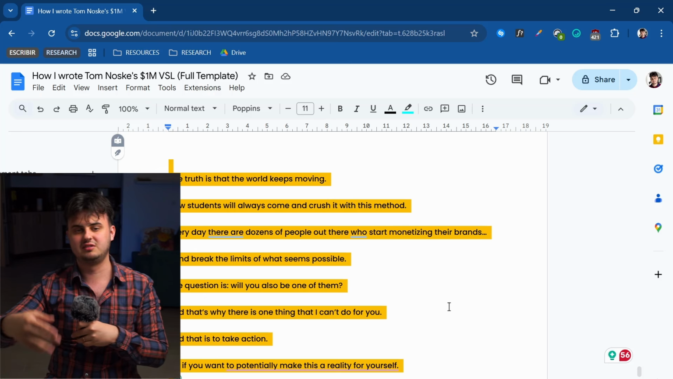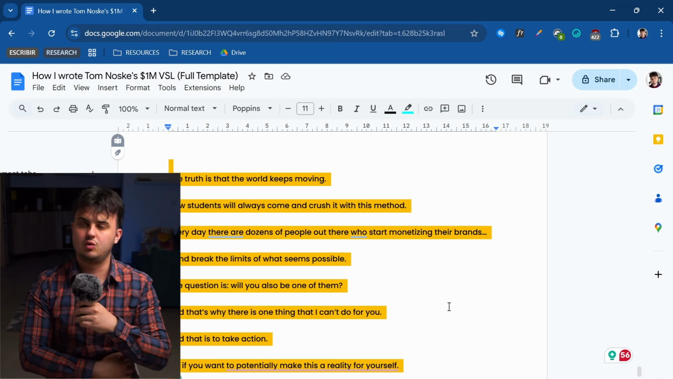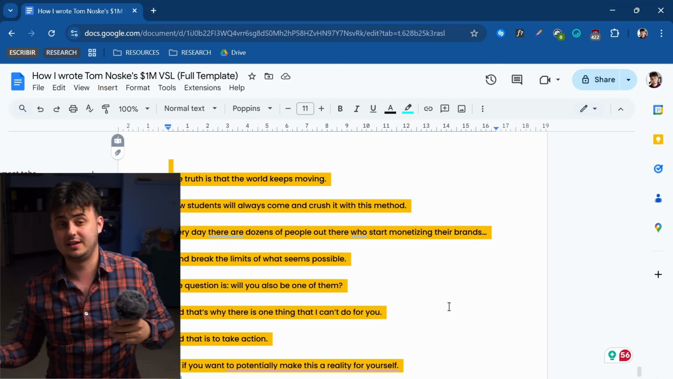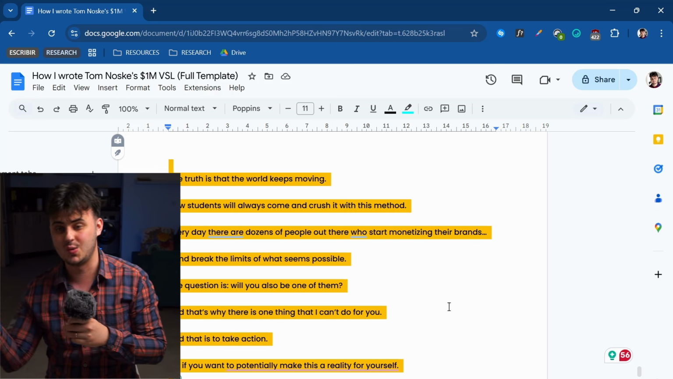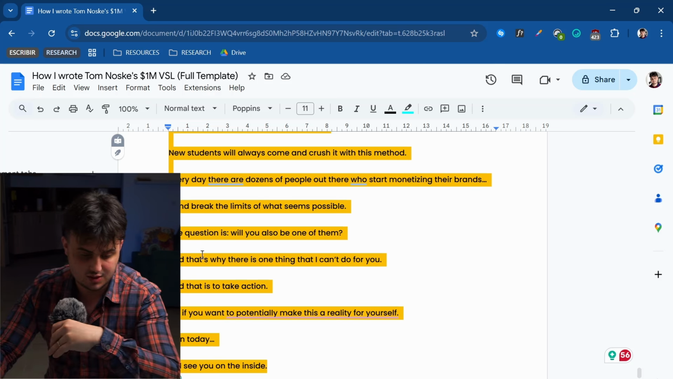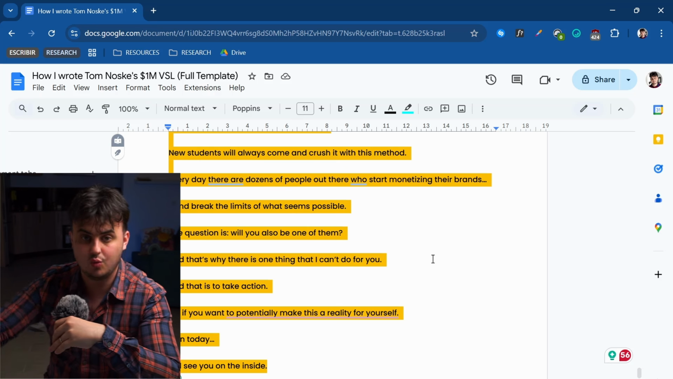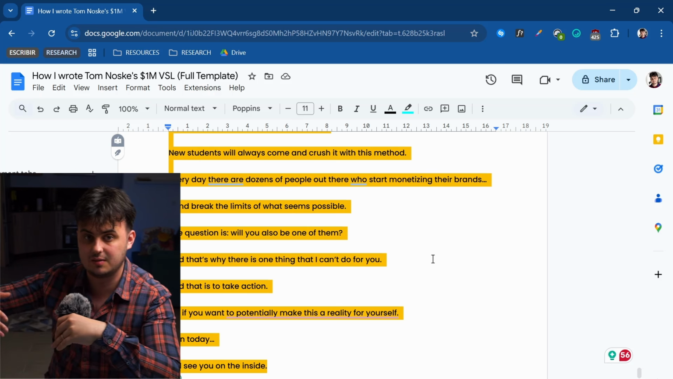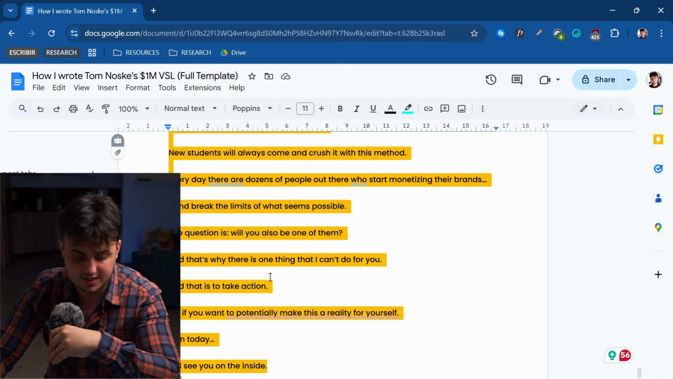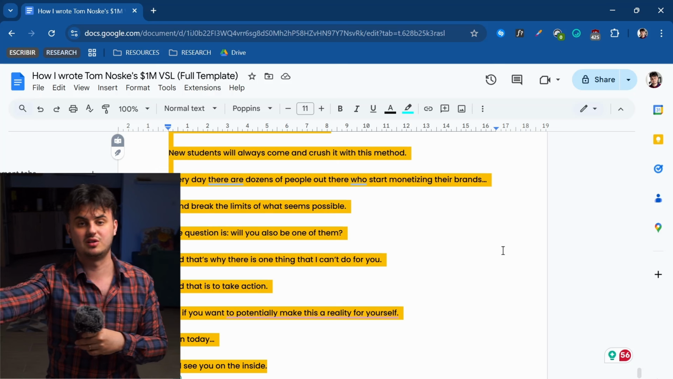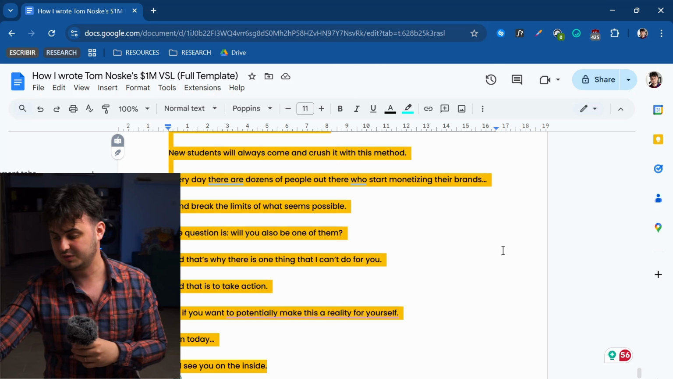We want them to feel FOMO, obviously. And also, we want to position Tom as, I don't really care. This works, so the choice is yours. This works. So the question is, will you be one of these people that the system has worked for? And that's why there is one thing that I can't do for you, and that is to take action. We're passing that ball, we're putting the ball in their court, and now the decision is theirs.